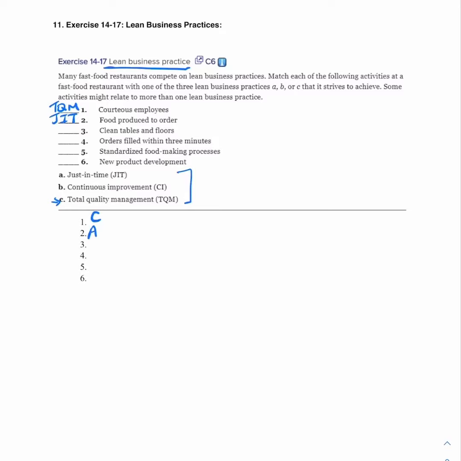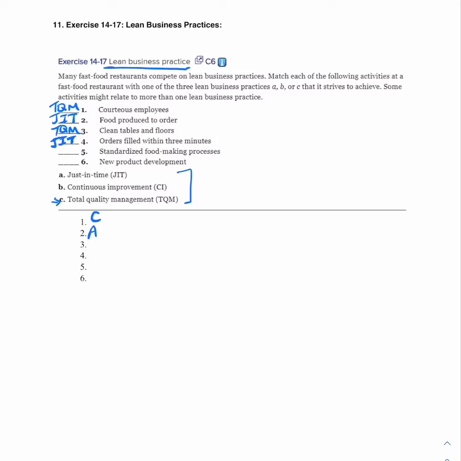Next, clean tables and clean floors. Once again, that is part of TQM. We just want it to be nice in there for you. We want our employees to be kind to you. We want everything nice and clean. That is total quality management. Orders filled within 3 minutes. That is going to be just in time. It's about getting that product to the customer right when they order it and us not making it before that. So that's just in time.